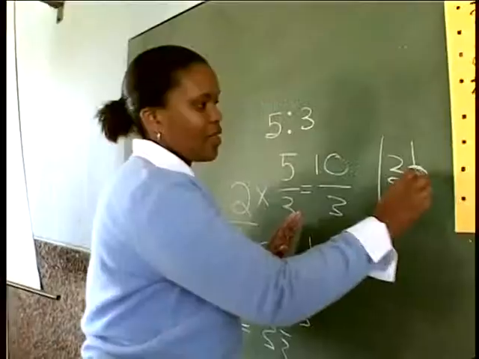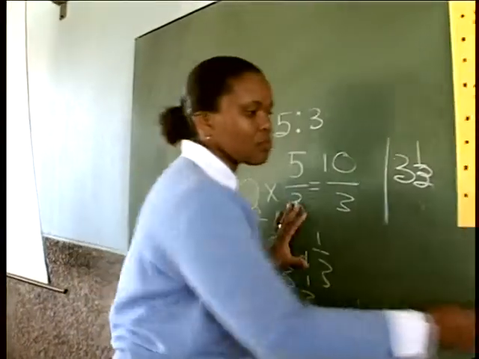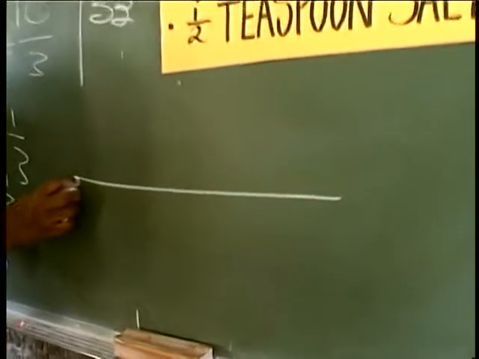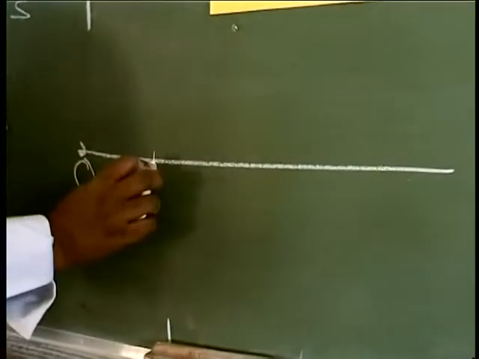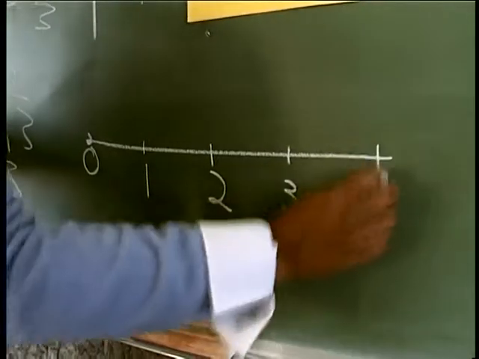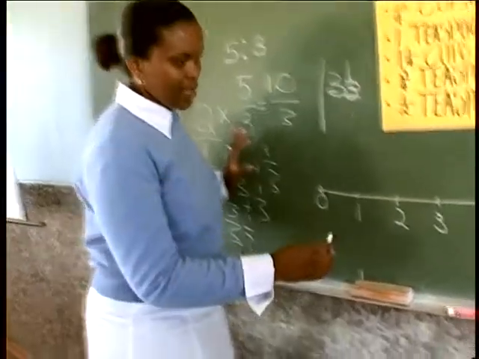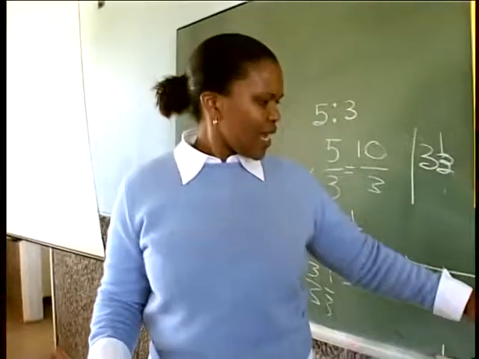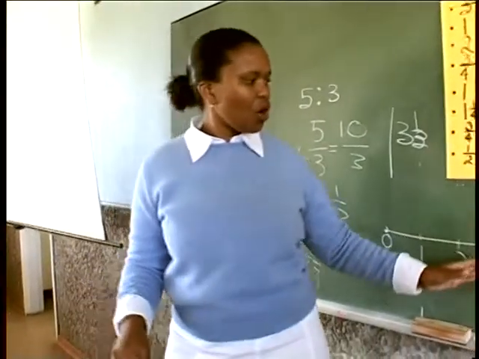Because if we get 3 eggs, it's gonna be less. We're gonna have less banana cake. Nomsa explains this by using a numbers line. Let's say here we have 0, 1, 2, 3, and 4. Then 3 1/3, it will be somewhere here. 3 1/3, is it closer to 3 or closer to 4?